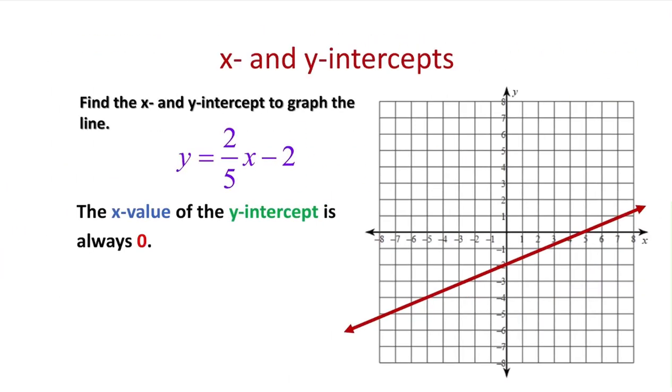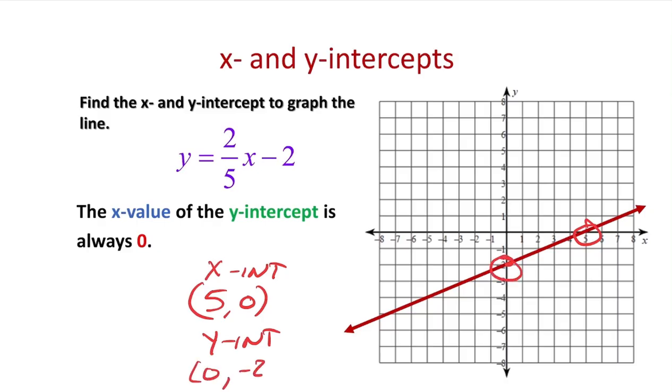Let's look at this one, the x value and the y-intercept. The x value of the y-intercept is always 0, I should say. It says find the x and y-intercept. So the x is here. The x-intercept is 5, 0. The y-intercept is right here at -2. So we have 0, -2.